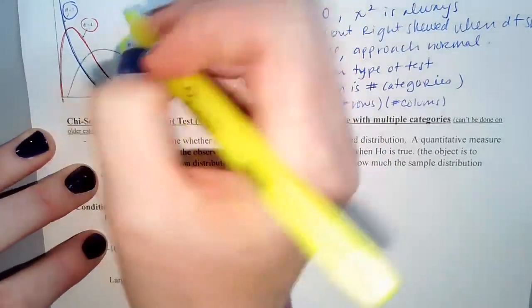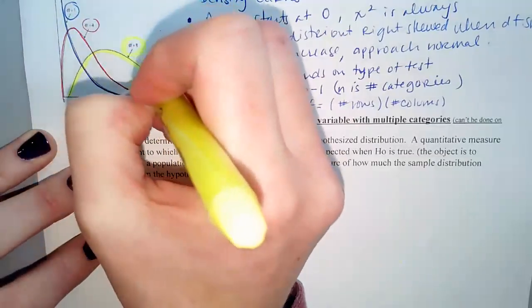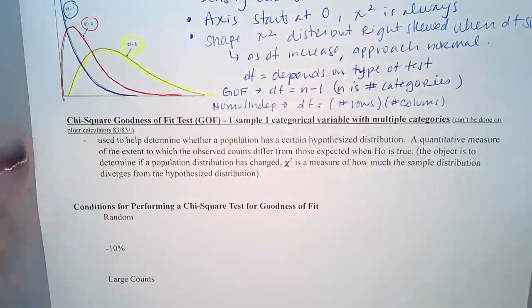And here's degrees of freedom of 8. So if I have a larger sample size, then I'm going to approach normal.